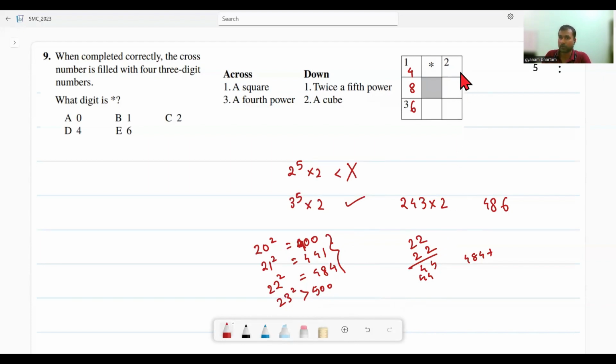Now 2, okay, across this is going to be a 4th power. So the 4th power is going to be 5 only, because 6 to the power 4 is 216 times 6, which is a higher number, so it's going to be 625.